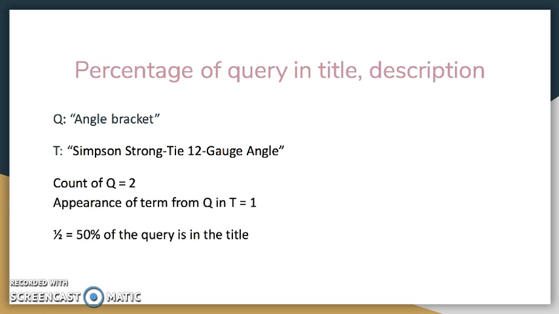And then this is a more interesting feature. We have percentage of the query that's in the title or the description. So you take your query, it has 2 words, angle, bracket. So the title is Simpson Strong Tie 12 gauge angle. Those 2 words, only one of them appears in the title. And so that's a 50% appearance. So the 50% of the query is in the title, and then that percentage went into a vector in which we computed for all of the queries, titles, and then all of the queries with descriptions.